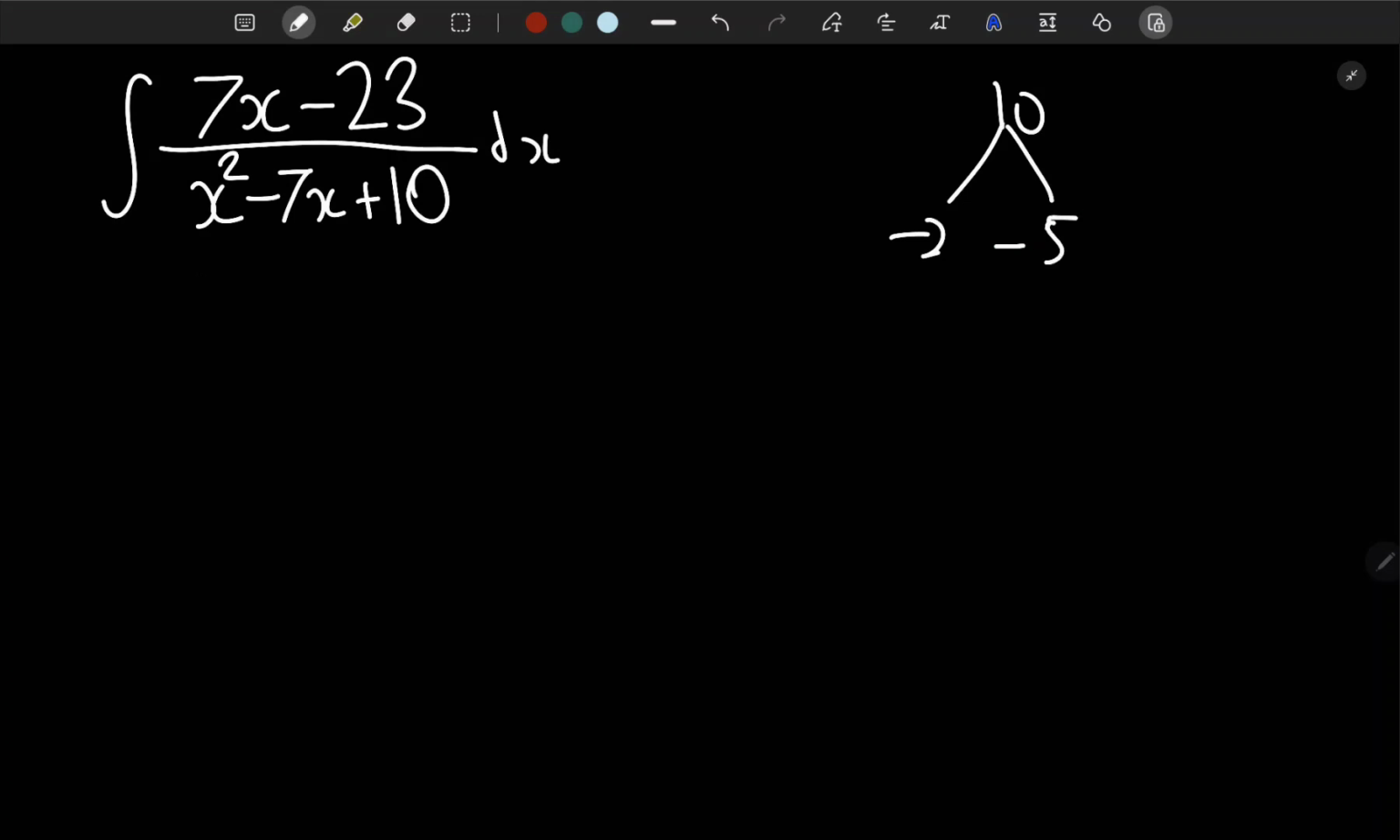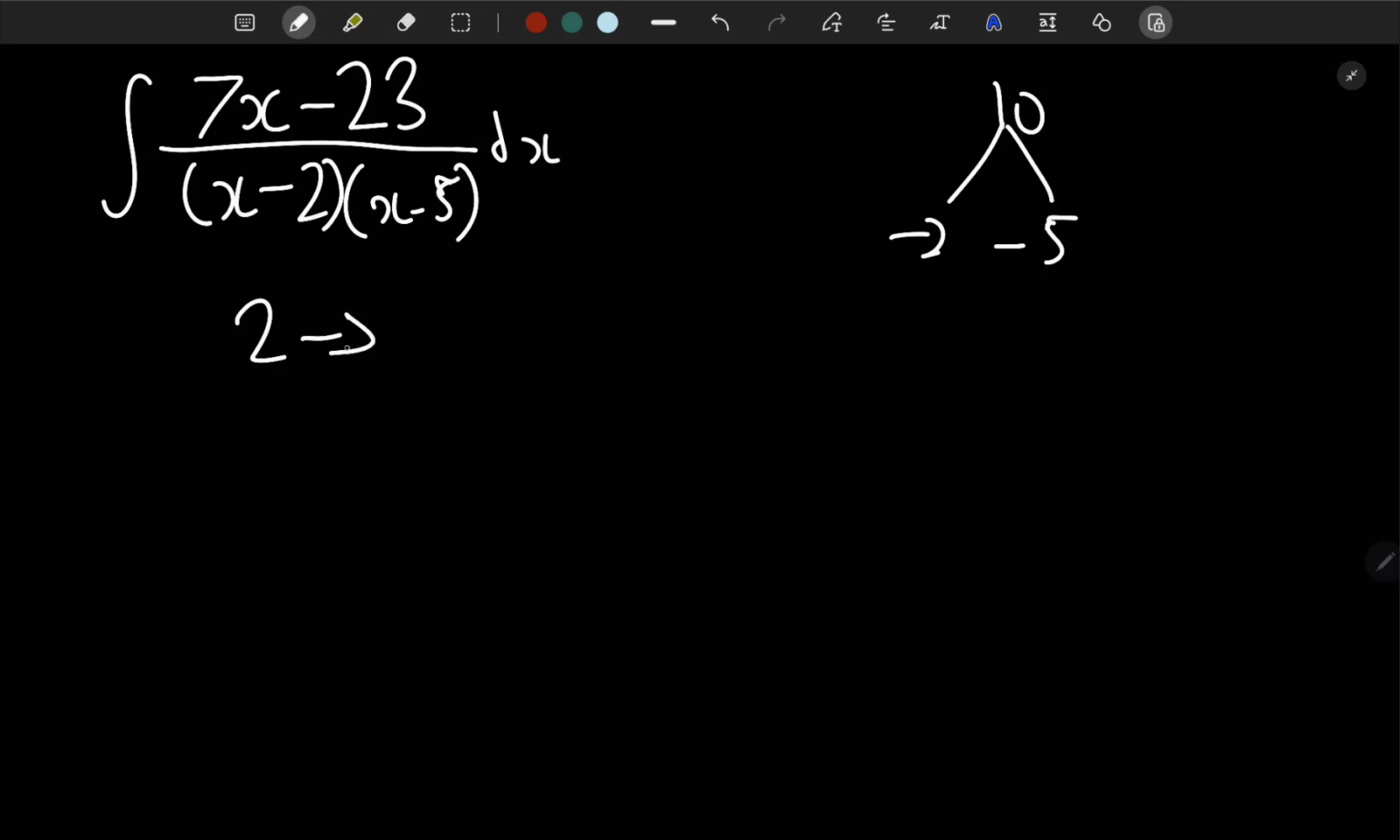So it's going to be, I'm going to remove this now, brackets x minus 2 and x minus 5. Now we are done with the first step. The next step is to find out the highest power of x in the denominator. The highest power is going to be x squared. So the highest power is 2, right?